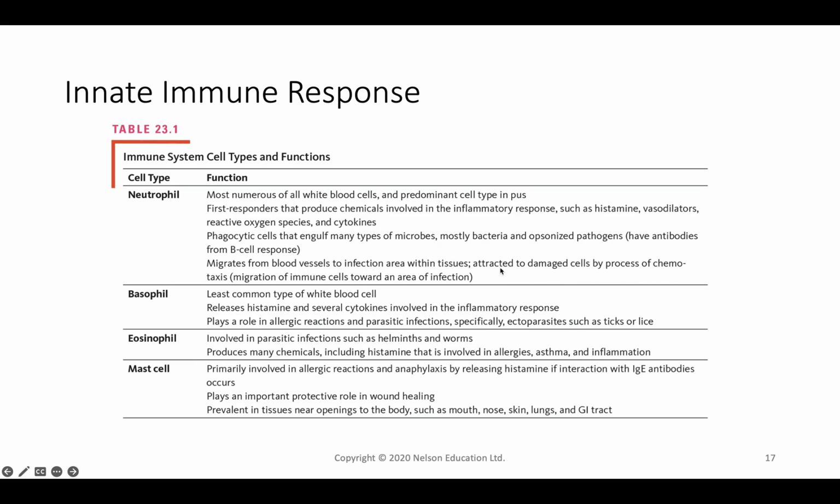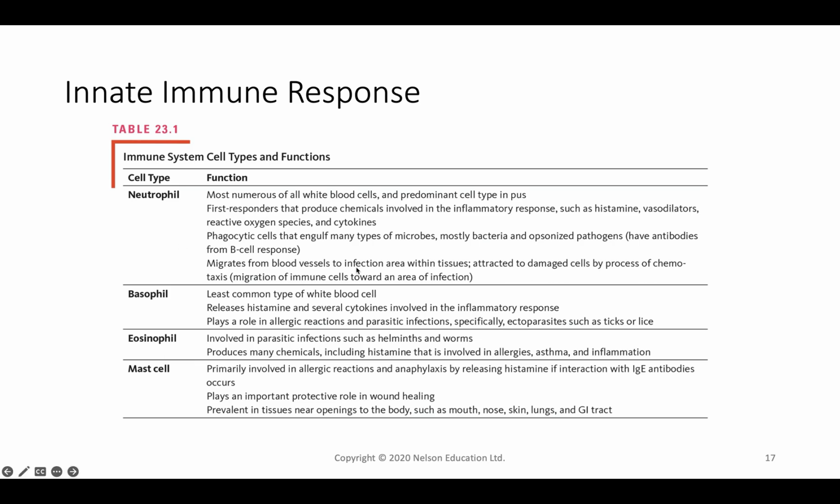Again, once we have the infection response, we're going to end up with an increased blood supply, as well as different red flags that are going to cause these neutrophils to come over. They're attracted specifically by damaged cells, by what's called chemotaxis, which is like coming towards a chemical signal. So their immune cells are going to migrate towards the area of infection because the infection is releasing a chemical signal that's going to call those neutrophils over.